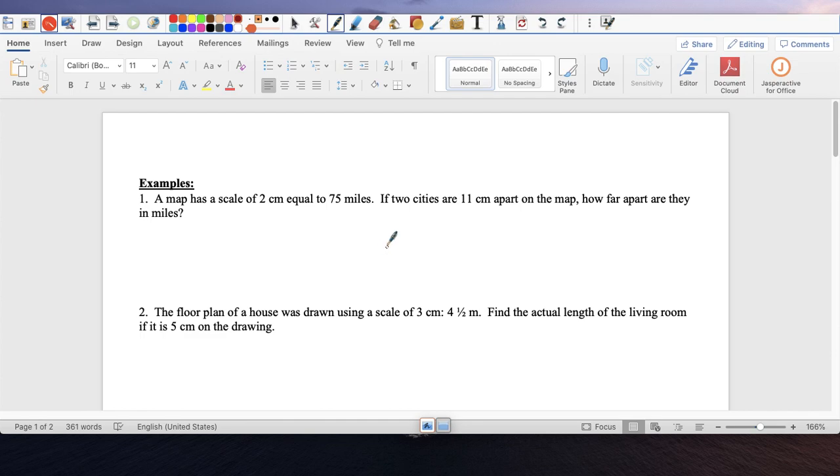So it's a scale which is always going to be given to you. In this case, here it is. So we're going to write the scale on the map is 2 centimeters to every 75 miles. And then if the two cities are 11 centimeters apart, well, if you write the units, knowing where to put the 11 on the proportion is never going to be an issue. And here it is. X miles is what you want to find.